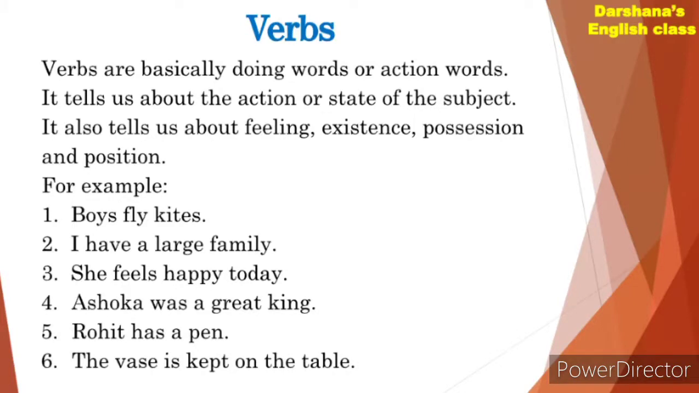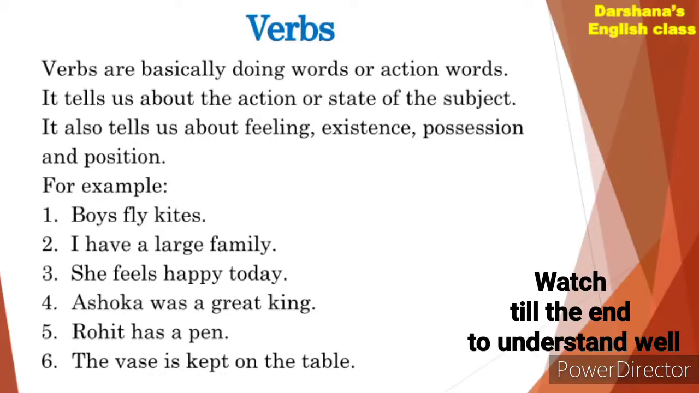She feels happy today is talking about the feeling. Ashoka was a great king is talking about the existence of Ashoka. Rohit has a pen. It's talking about possession. The vase is kept on the table. It's talking about the position.